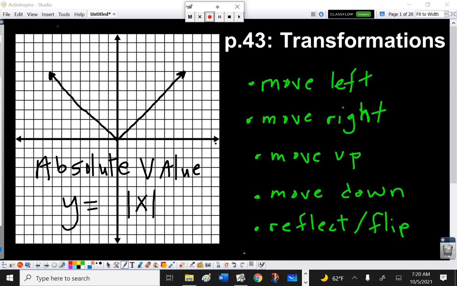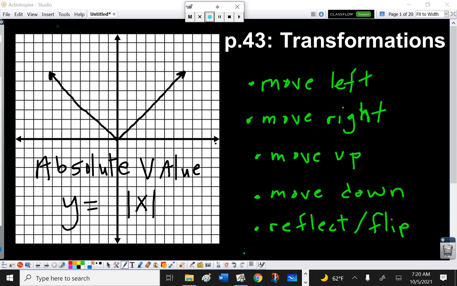Hello, ladies and gentlemen, and today we're going to go ahead and talk about transformations of graphs. Transformations of graphs, and please put this on page 43 of your interactive notebook. So we have 5 basic transformations that we're going to want to do.